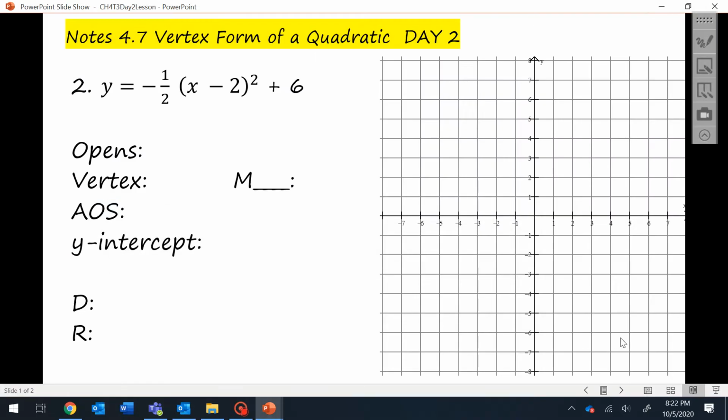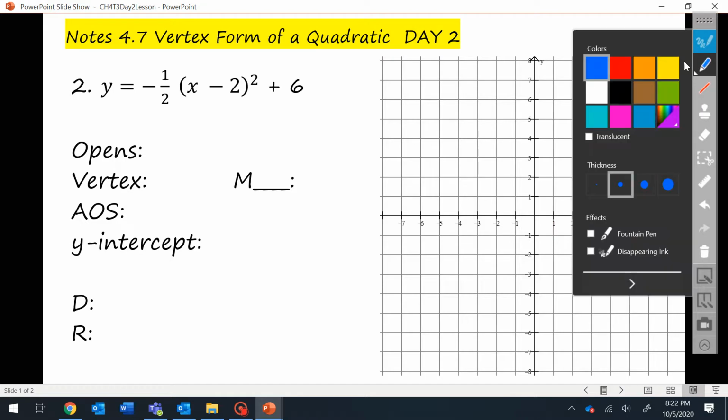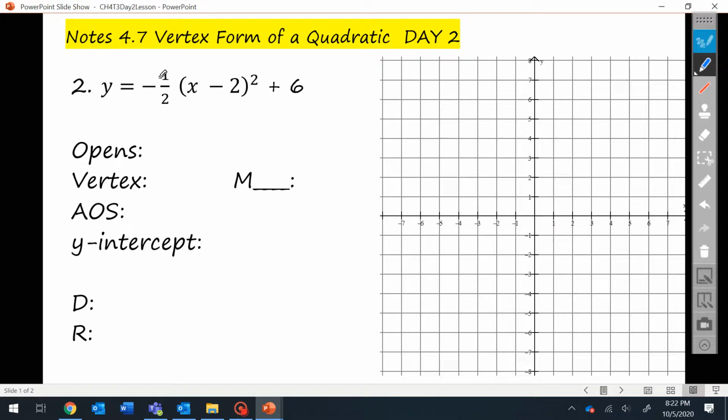Okay. Alright. We're going to keep looking at graphing in vertex form. So if we look at number 2, we want to identify our A, our H, and our K. Our A is right here, it's -1/2. Our H is 2, positive 2, because that's what's being subtracted.